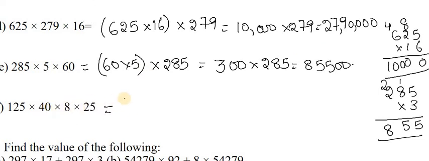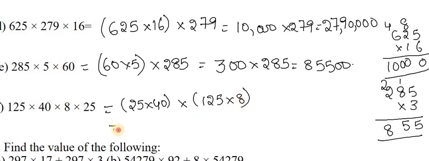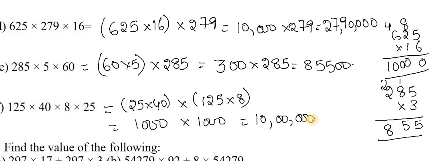We'll multiply 25 with 40 and again 125 with 8. So 25 into 40 is 1000. 125 8s are also 1000. So 1000 multiplied by 1000 is 10 lakhs. Isn't it easy for you? Yes, very good. I hope you all understand my class.